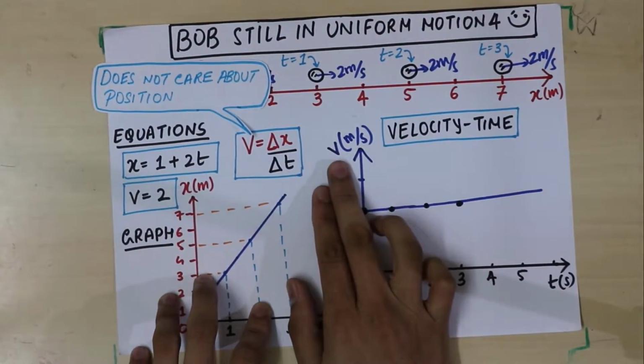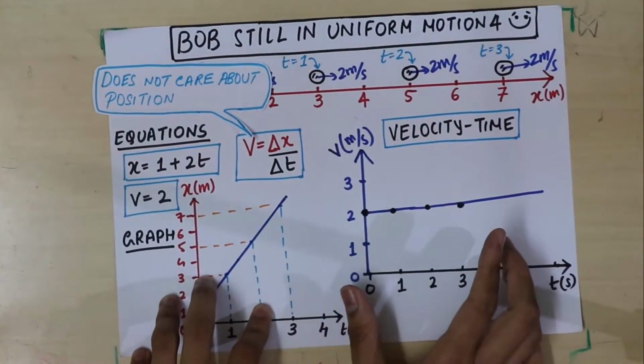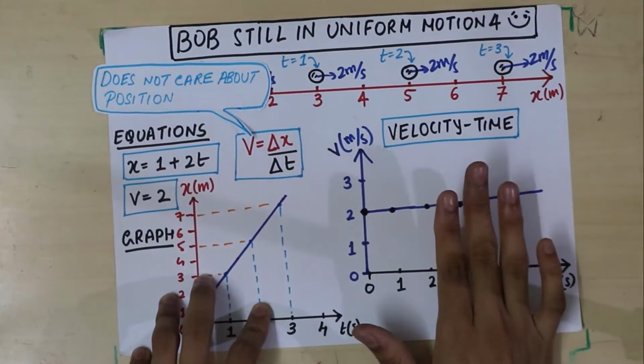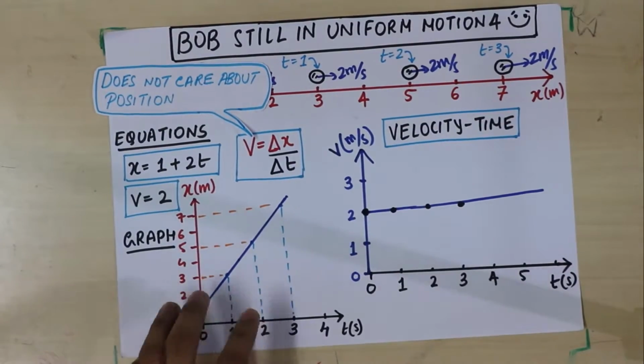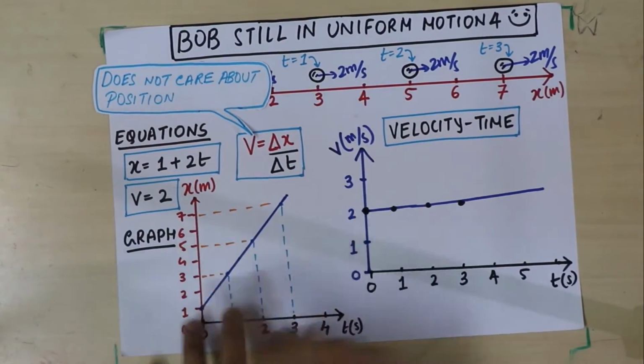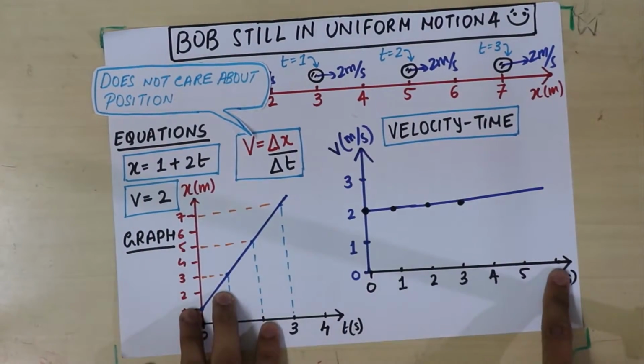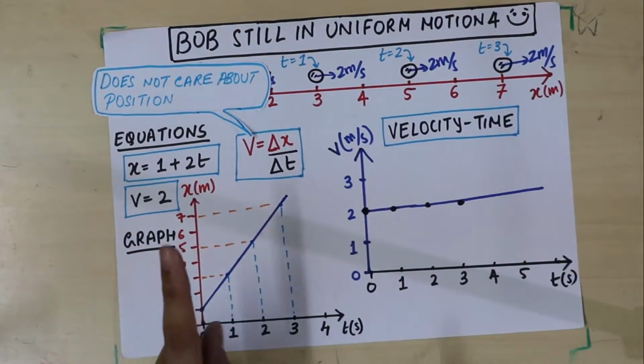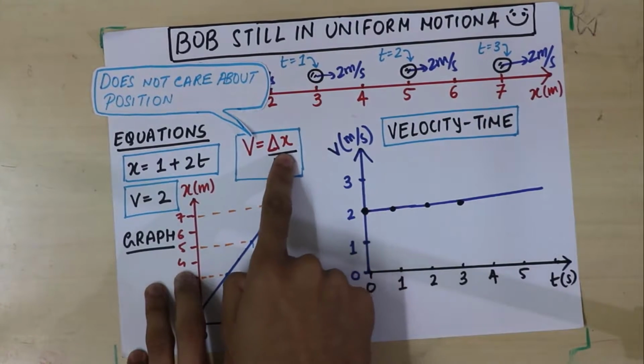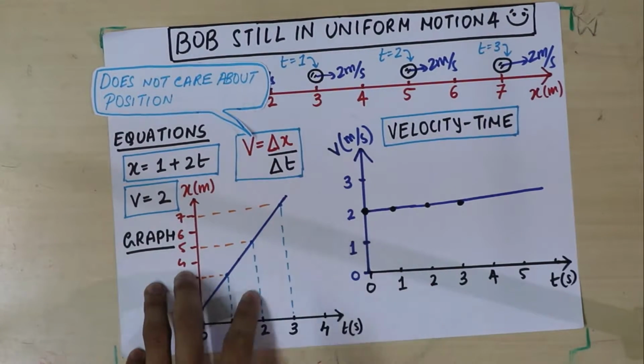So, velocity depends on what? Change in position and not position itself. That's why you lose the information. You lose the information about position in the vt graph. You don't have that anymore. However, you can get the information about changes in position.